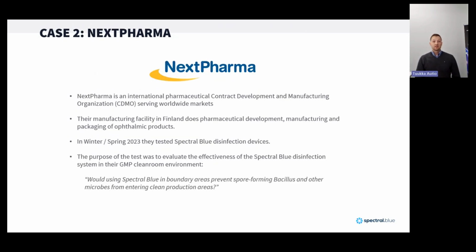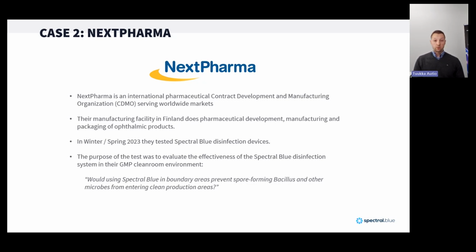Our second case is a similar GMP certified production facility in Finland belonging to Next Pharma. Next Pharma is a global CDMO company. The Finnish manufacturing facility is specialized in eye care and ophthalmic products. And they wanted to test spectral.blue in their perimeter areas, in one of their airlocks. So we arranged a test.